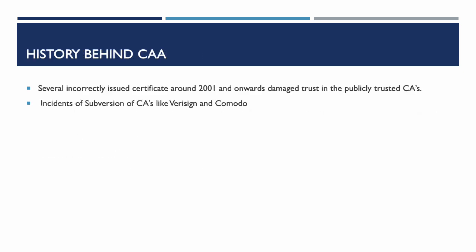The history behind it is that there were so many blunders happening around 2001 that there was no public trust in certificate authorities. It was damaged to a great extent, and there were many incidents of subversion in certificate authorities, giants like VeriSign and Comodo.